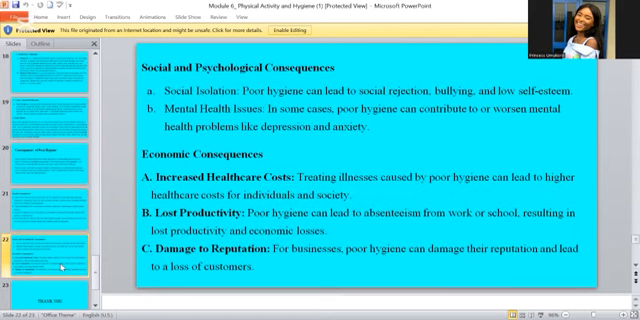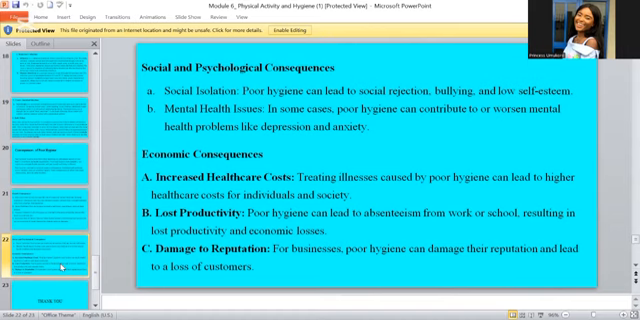Now, some social and psychological consequences include social isolation. Poor hygiene can lead to social rejection, bullying, and low self-esteem. It can also lead to mental health issues because in some cases, poor hygiene can contribute to worsening mental health problems. Economic consequences include increased healthcare costs, because treating illnesses caused by poor hygiene can lead to higher healthcare costs for the individuals and society.